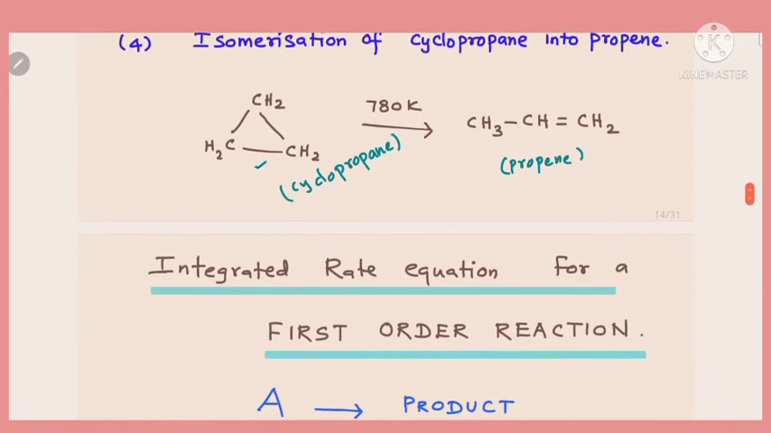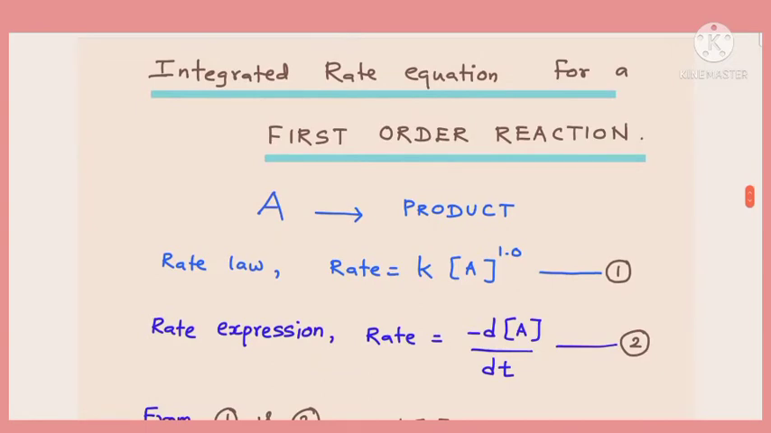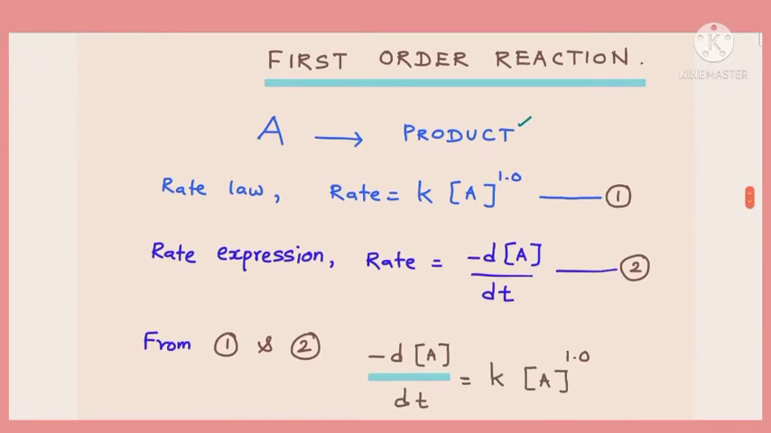Now let us see the derivation of the integrated rate equation for a first order reaction. This is a general reaction, where reactant A gives some product. For this general reaction, I am going to write the rate law: rate equals rate constant K times concentration of reactant A. In the reaction we have 1 mole, understood, so the number of moles is written as the power of the concentration term. Let us have that as equation number 1.